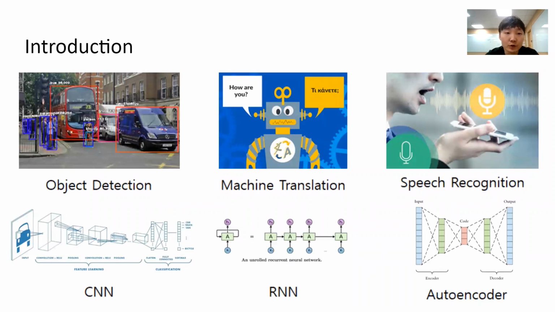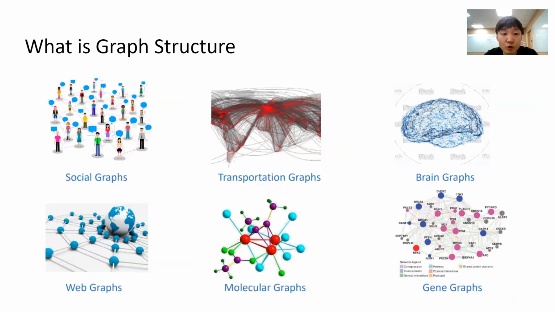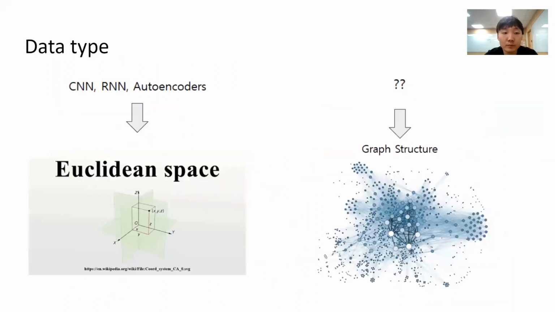These days, many machine learning tasks such as object detection, machine translation, and speech recognition have been revolutionized by various end-to-end deep learning paradigms such as CNN, RNN, and autoencoding. However, there are some engineering problems that are difficult to solve with existing deep learning techniques. Social relation data or molecular structures are examples of this. GNN has been studied for this, how to learn graph structure, and this research has been actively conducted so far.